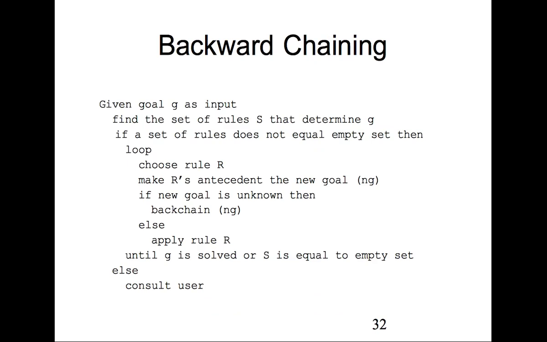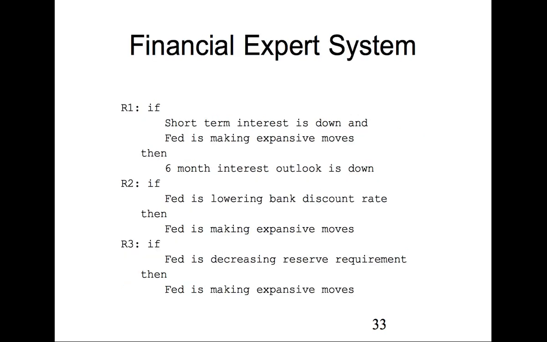Backward chaining is in pseudocode here. If you haven't seen pseudocode yet, this is, given the goal G as input, find something, loop, else, and then financial expert systems would use mostly rule-based. These are all rule-based systems, by the way. So you can say expert system, rule-based system is pretty much the same concept.